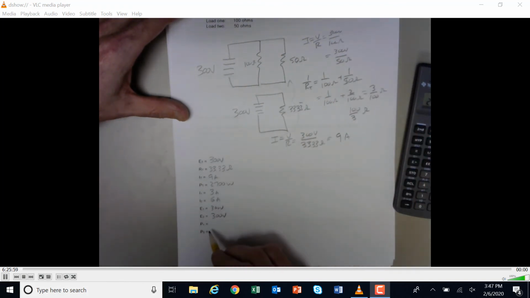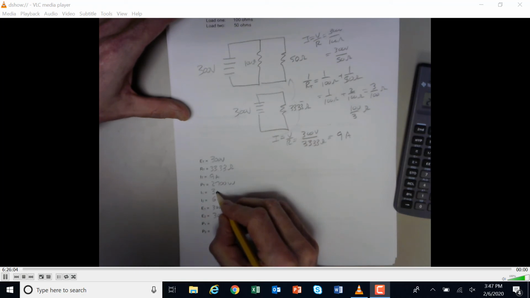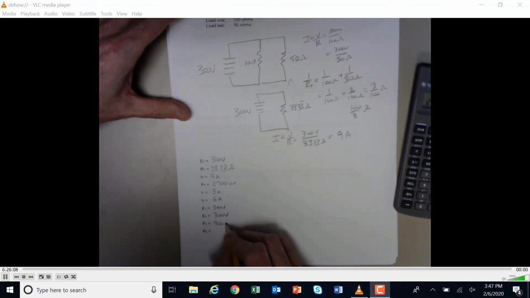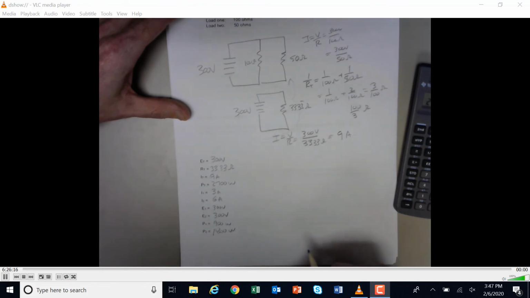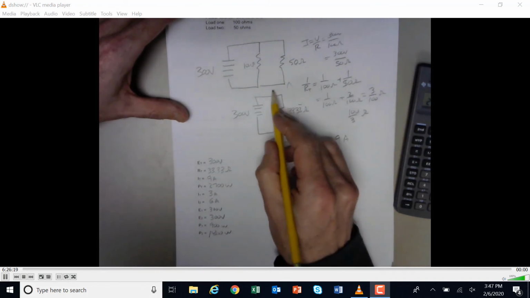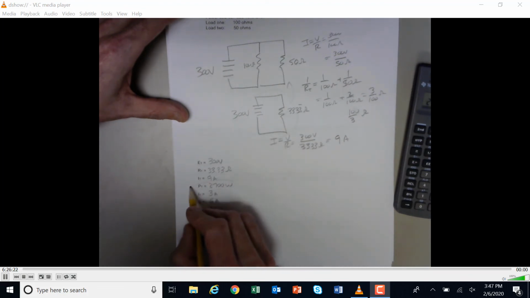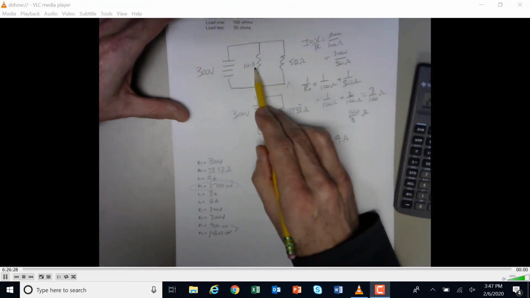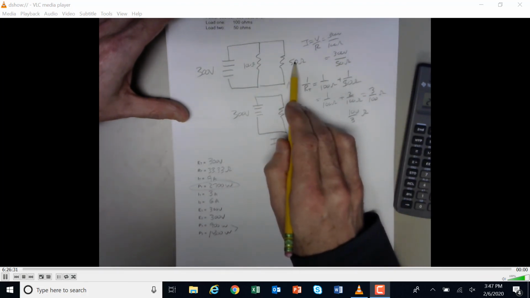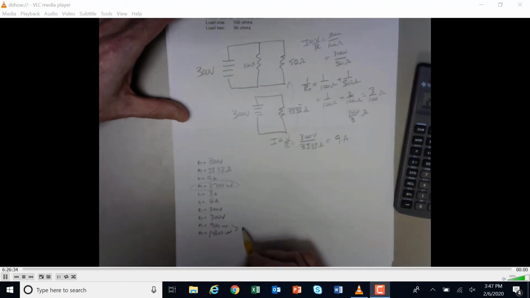Okay? And then my power is E times I. So 300 times 3 is 900 watts. And then 300 times 6 is 1,800 watts. Let's see if it makes sense. So we said the whole circuit here was dissipating 2,700 watts. If we look at our broken down circuit, we have this one dissipating 900 watts and this one 1,800 watts. If you add those two together, you get 2,700. So that looks pretty good. Our voltages stayed the same, so those look good.